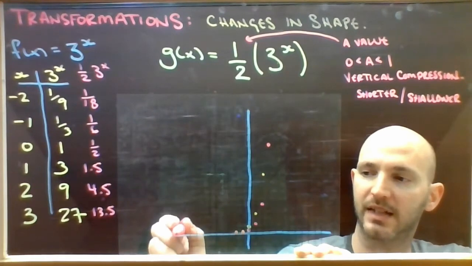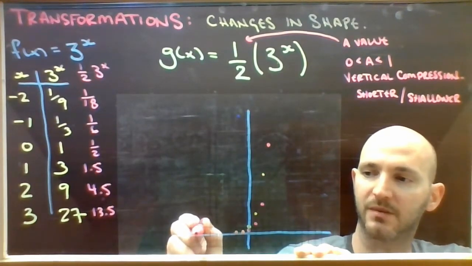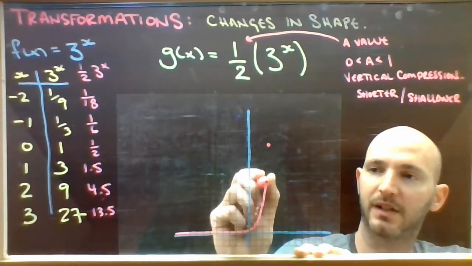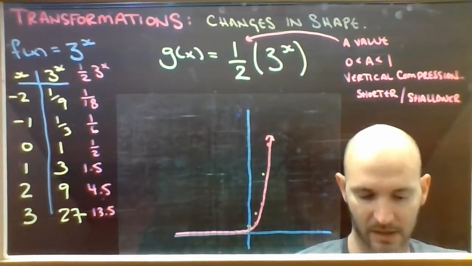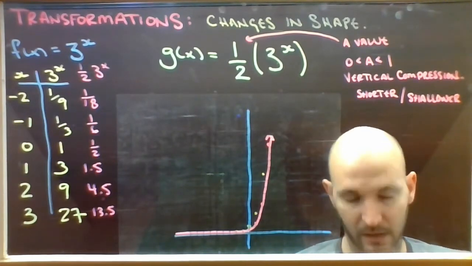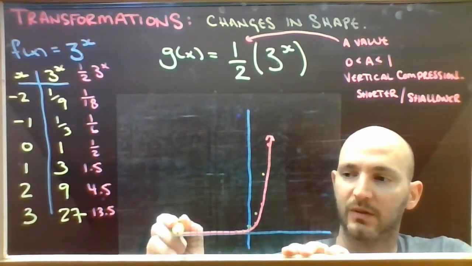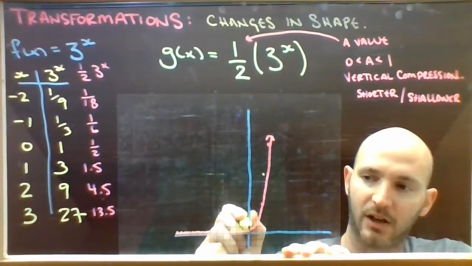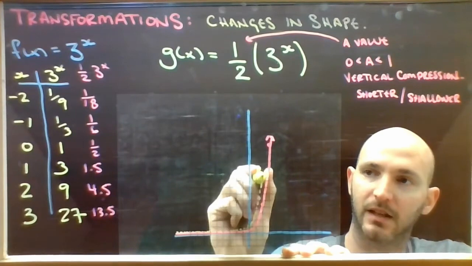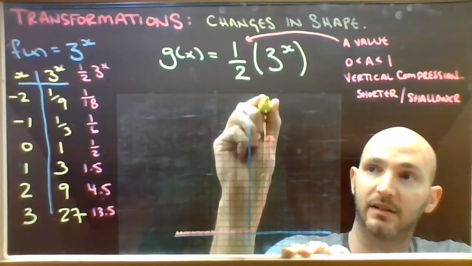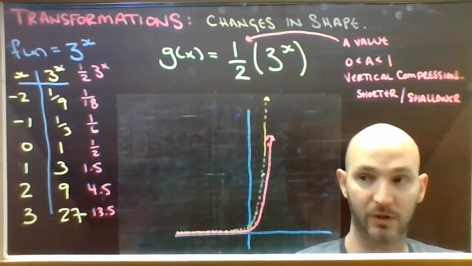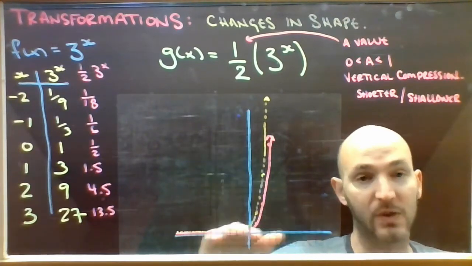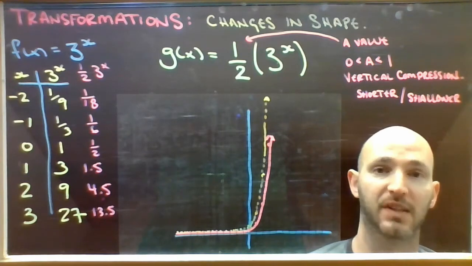So if I sketch that in, I still have this horizontal asymptote here. And my exponential takes off like so. This thing used to have a horizontal asymptote and then take off like this. And then by the time I got to this grid point, I was way off. So you notice that the transformed function is shorter or closer to the axis than the untransformed version was.